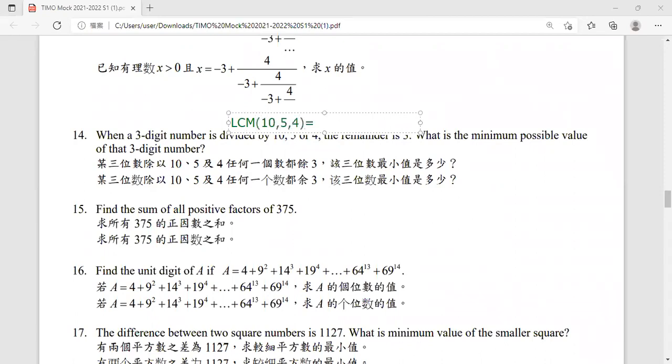Of course, this is 20. So all the answers should be something like 20k plus 3 because the remainder is 3. So the minimum of this one will be 103. Okay, 103. Yeah, 103.